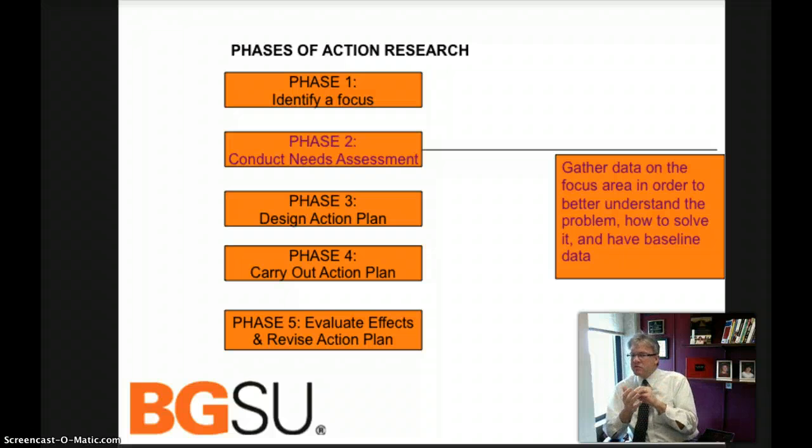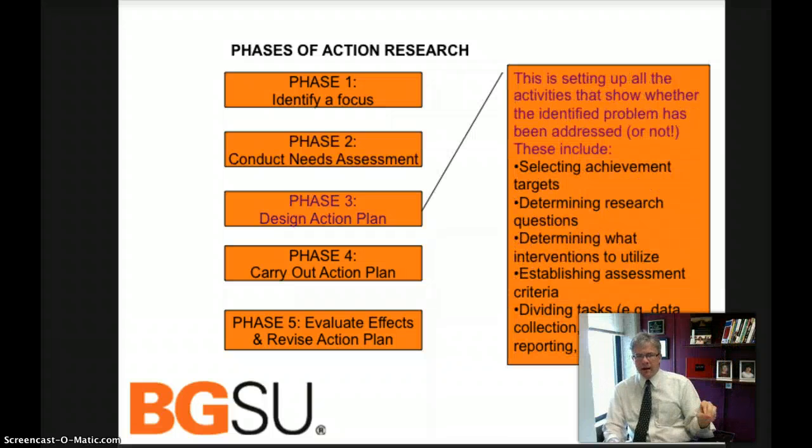So this is this idea of really digging in and trying to understand what's happening. We don't necessarily do this very well. We tend to identify a focus and then jump right into action, right? We design a plan, we jump right over 2 and go to 3 and 4, and 3 we do very quickly as well, right? So this design an action plan, setting up the activities to show whether the identified problem has been addressed or not. So this is about setting the achievement targets, the goal. If we want these standards to improve, how are we going to do that? What are we going to do along the way to see if we're making progress towards those?